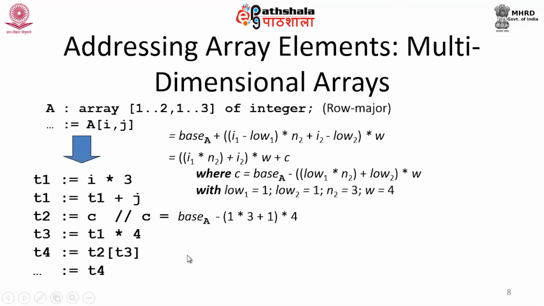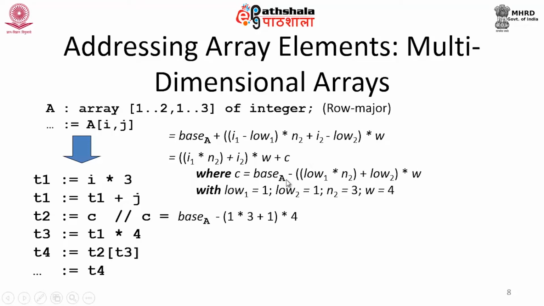Let us take this, we have already seen this also, but let us just take a quick look. This is the row major information. So I have array 1 to 2, 1 to 3, which means it has a dimension of 2 cross 3, of integer. So this is how it is defined in Pascal. So A of i comma j is what I have here. So the address is calculated as base address of the array A plus (i1 minus low1) into n2 plus (i2 minus low2) into w, and that is equal to, rearranging this, (i1 into n2 plus i2) into w plus c.